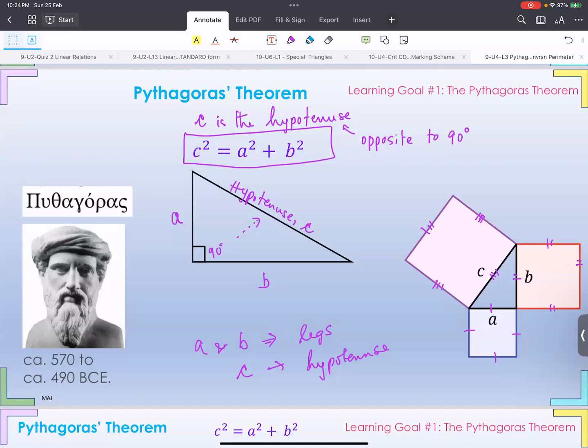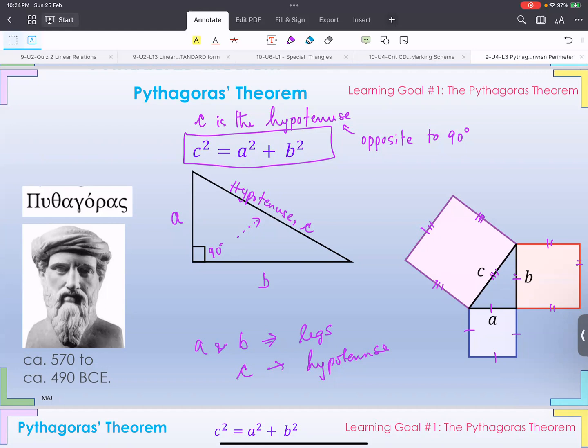That side is usually labeled C. So C squared is equal to A squared plus B squared. It could be called anything. C, A, B are just labels for different sides. And the other two sides, which are non-hypotenuse, are called the legs of the triangle, okay?